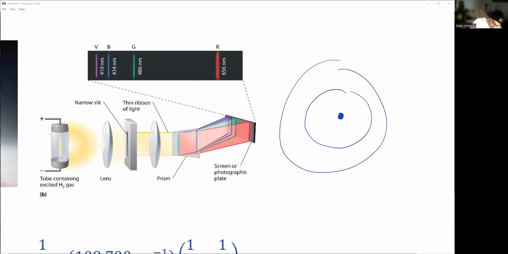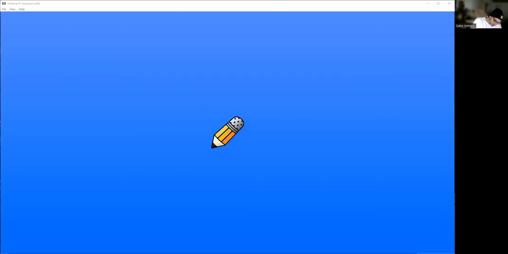Let's see here, it's a little hard to draw. And those electrons, when they get hit by energy, they go up to the next energy level. And this gap corresponds to one of these wavelengths. So that little gap right there, put n equals 1. That gap right there is going to correspond to the blue light.